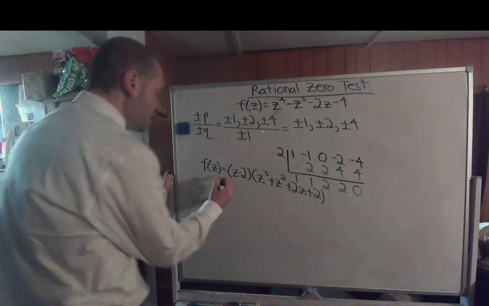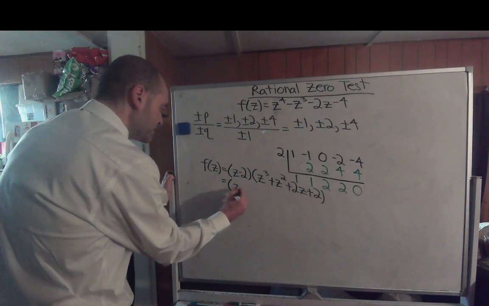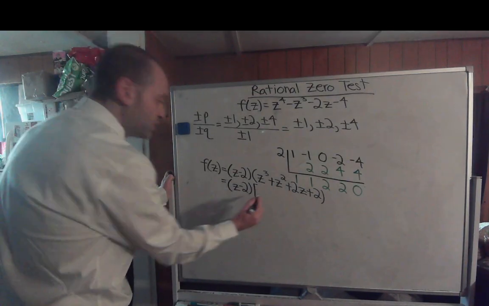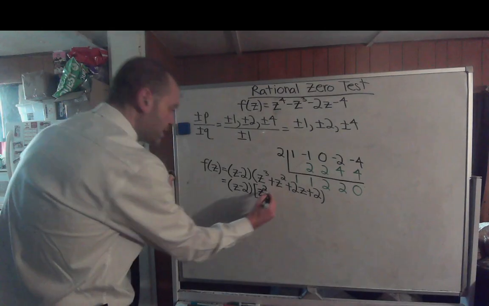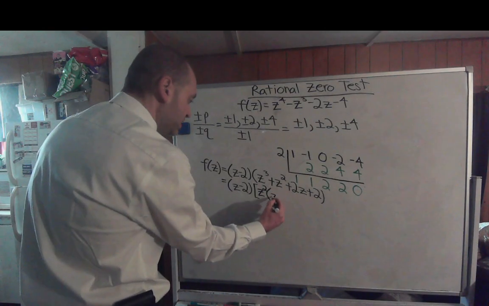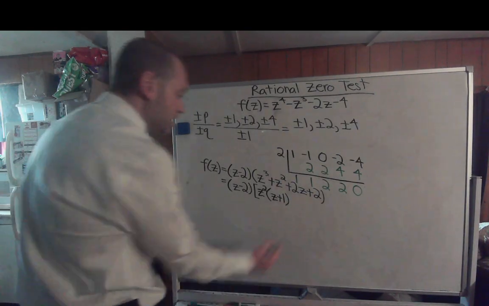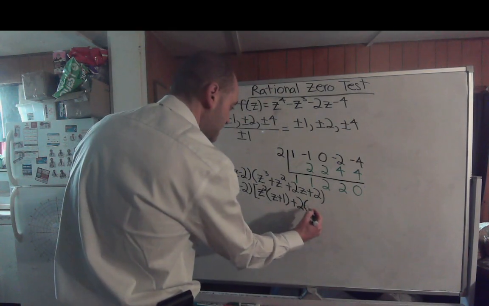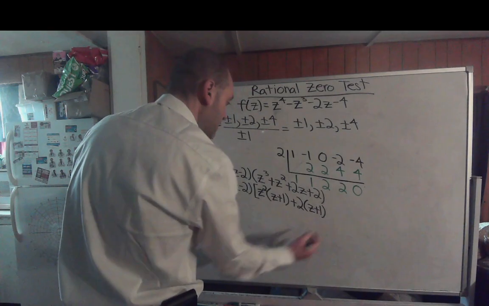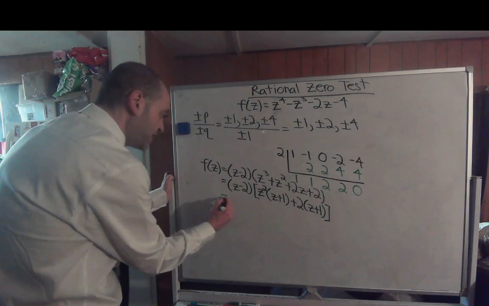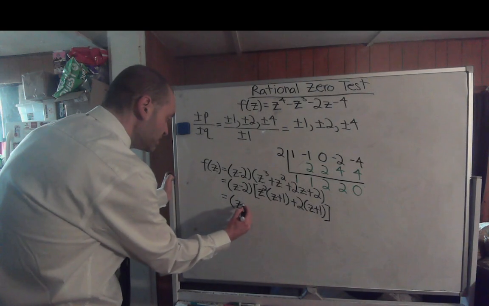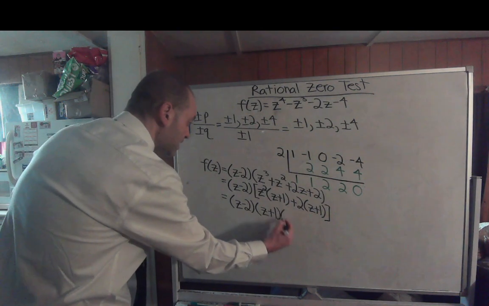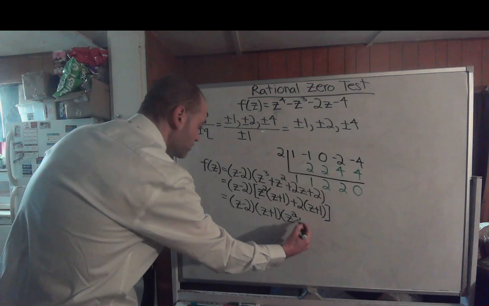So this is going to turn into z minus 2. Let's make a bracket here. That's z squared and z cubed. You could factor out a common z squared times z plus 1. Then with 2z and 2, you could factor out a common 2. That would be times z plus 1, which would make this factor further into z minus 2 times z plus 1 times z squared plus 2.